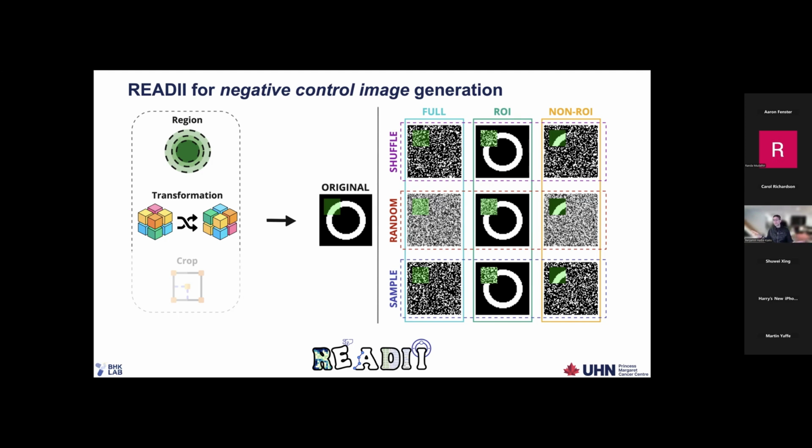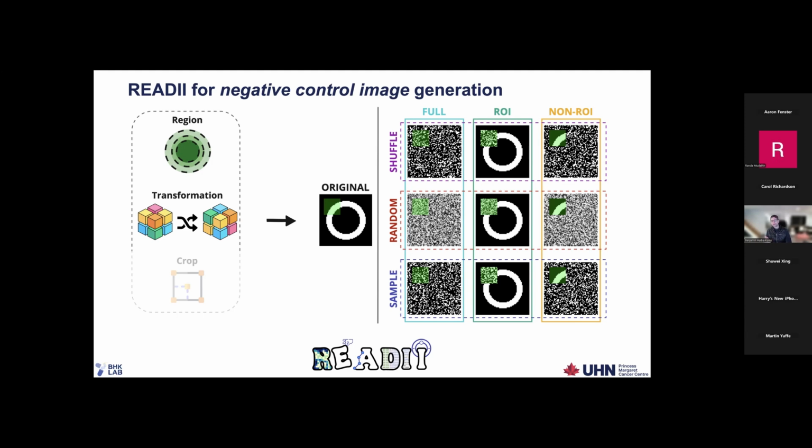You shuffle everything but the region of interest. You can do the same thing by not shuffling the existing voxels, but just generating random data from a uniform distribution. So you don't really respect the distribution of voxel intensities. Or you can do sampling.